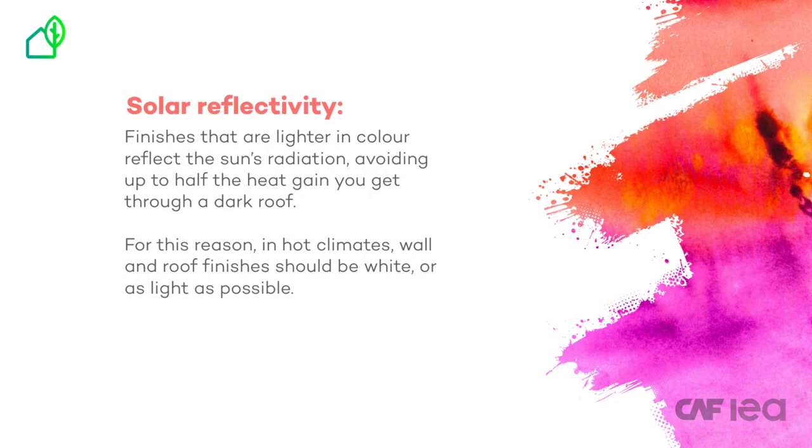Solar reflectivity. Finishes that are lighter in color reflect the sun's radiation, avoiding up to half the heat gain you would get through a dark roof. For this reason, in hot climates, wall and roof finishes should be white or as light as possible.